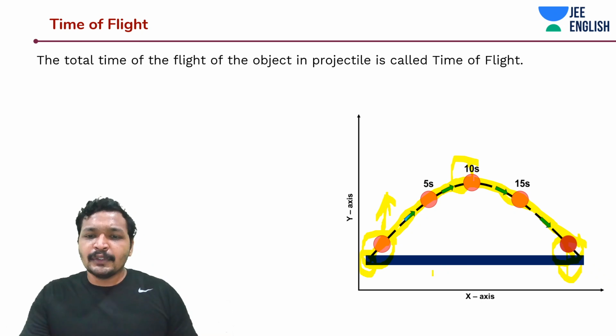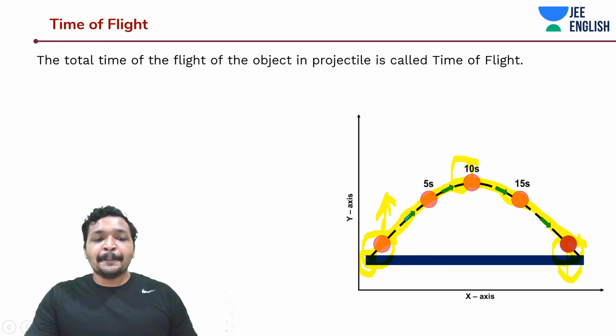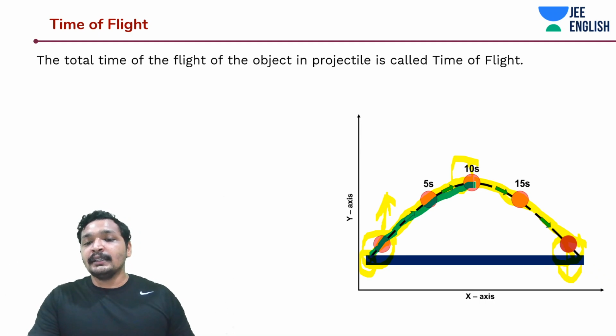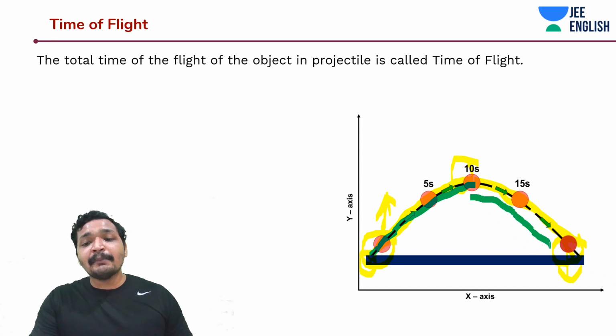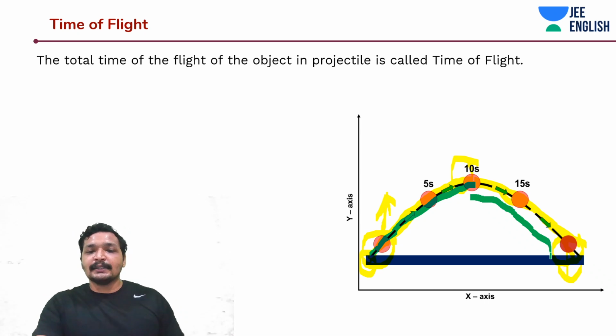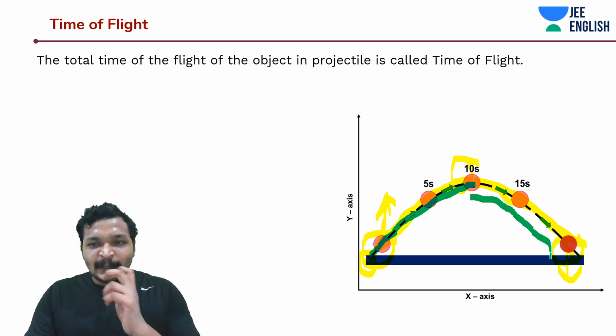So what is this telling you? This is telling you that the time it takes to fly from the place where you projected it till the maximum height is the same as the time it takes to fly from the maximum height to the same level plane. Okay guys? So this is how we are going to calculate it.